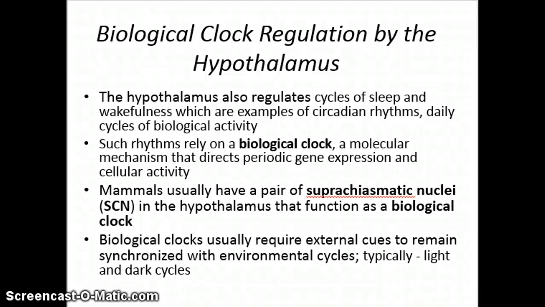So this is part three and the final portion of our lecture on finishing up chapter 48, and this is actually on 49.2. So finishing up our discussion of the brain. And we left off on how the hypothalamus is involved in the circadian rhythms and their regulation within the body. And I got cut off there at the end where we were talking about how biological clocks usually require some sort of external cue to remain synchronized with their environment. And so typically, for example, with our sleep cycles, the cues that are going to be relied upon are light and dark.